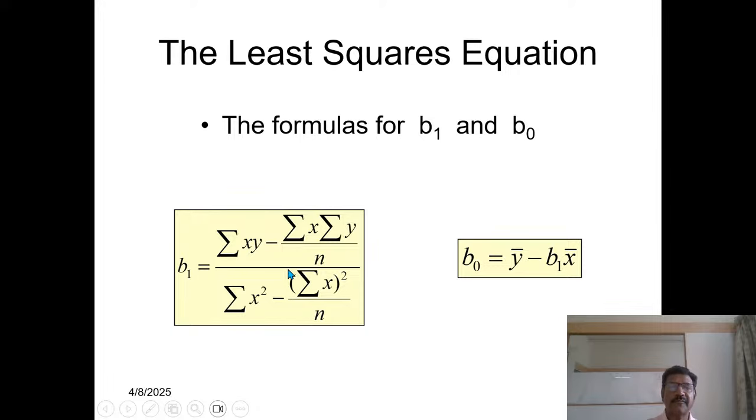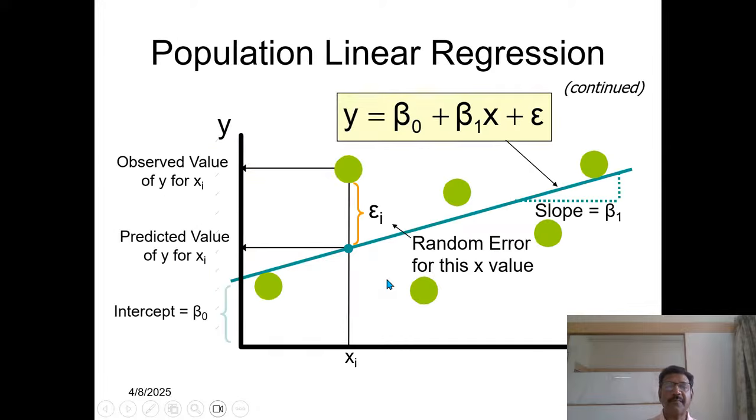Already from the table the xy values are known, so you can calculate beta 1. If beta 1 is calculated, then you calculate beta 0, which is equal to y dash minus b1 x dash. The x dash and y dash are the mean values, the average values. Once beta 1 is calculated, beta 0 can be calculated by taking the average values, y cap and x cap. How are y cap and x cap calculated from this table?